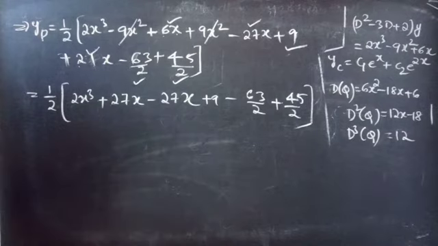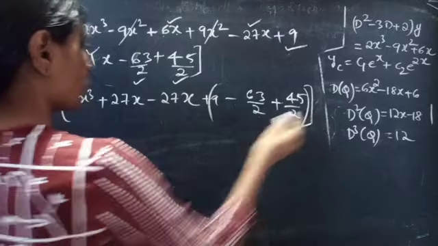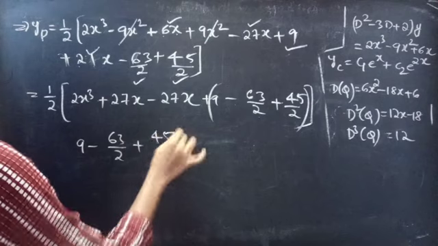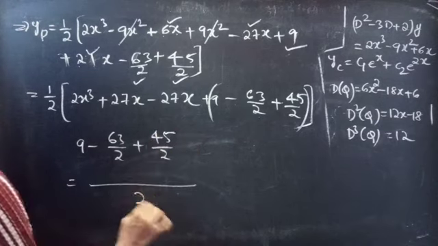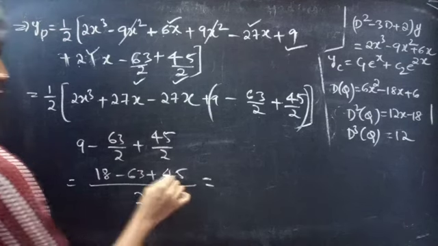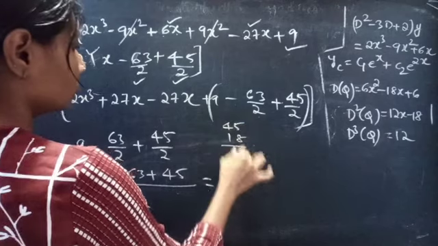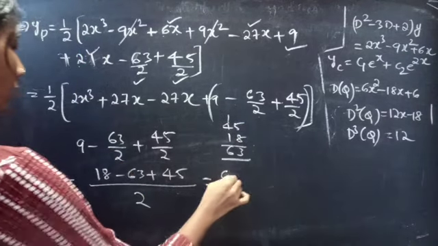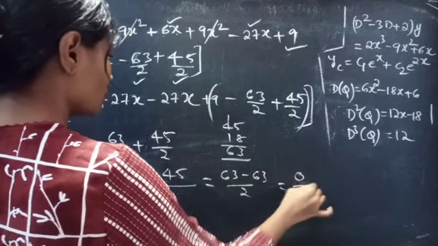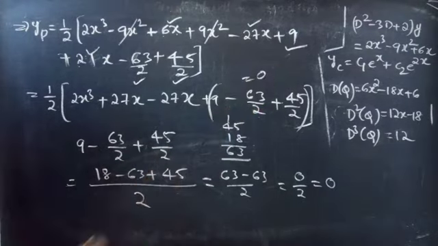Fine. Now let's simplify 9 minus 63 by 2 plus 45 by 2. Here LCM is 2. 2 9s are 18 minus 63 plus 45. 45 plus 18 is 63. Right? So you'll get 63 minus 63 by 2, which equals 0 by 2, 0, right? This term becomes 0.